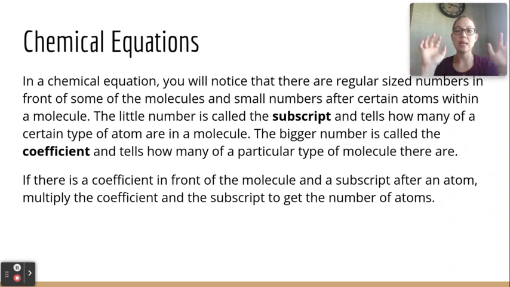Then you guys will see a bigger number, and that's called a coefficient. It tells us how many of a particular molecule there are. If there is a coefficient in front of the molecule and a subscript after the atom, then you're going to multiply them together. We're going to talk about this and why it's important as we go through some examples.